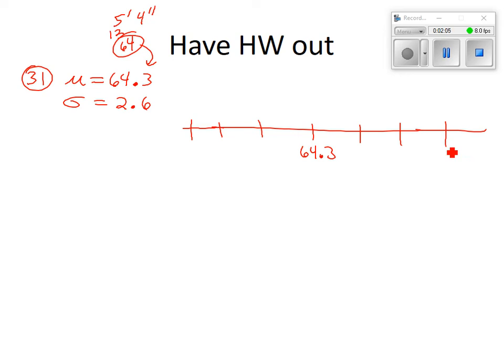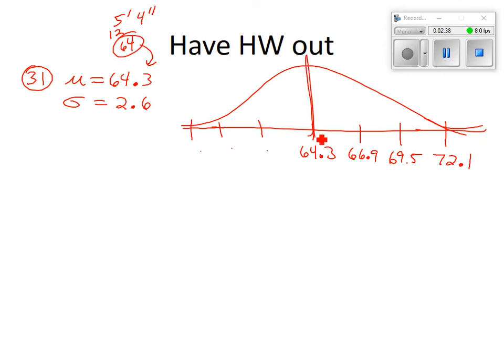So the first one over here would be 66.9. Add another 2.6 to that, that'd be 69.5. Add another 2.6 to that, that'd be 72.1. And if we went out the other way, I'm not going to subtract them going the other way, but our normal curve should look something about like that. Mean right in the middle.